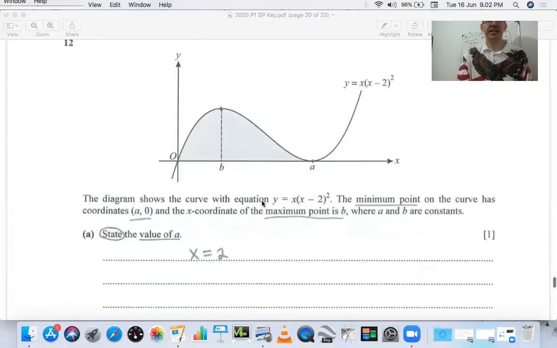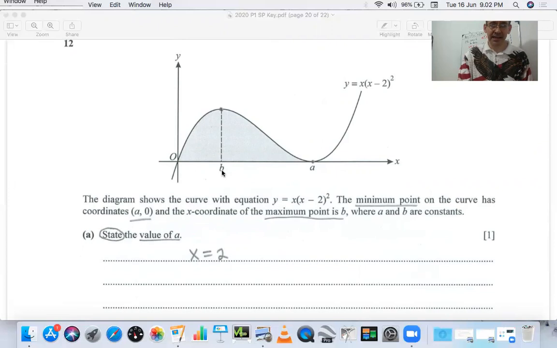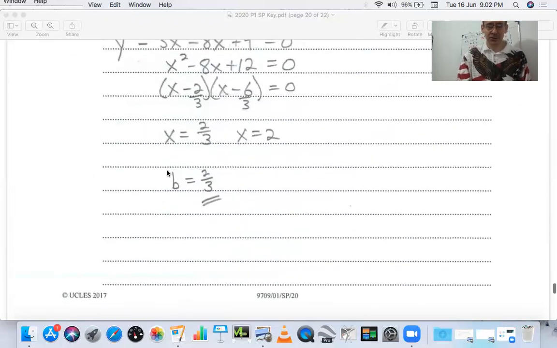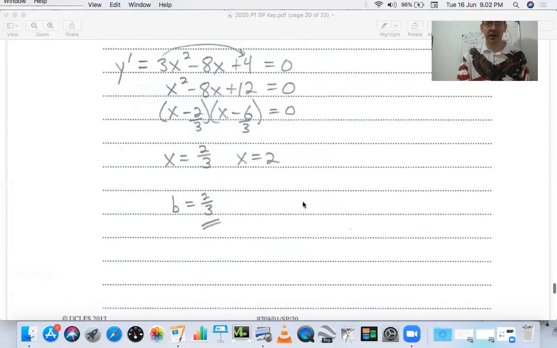So it says state the value of b, and b is down here on the x-axis. It's not actually up here on the curve, it's the x value. So the x value is 2/3. That's the value for our b.